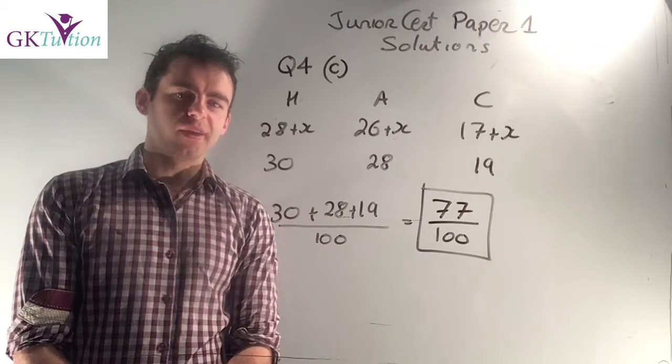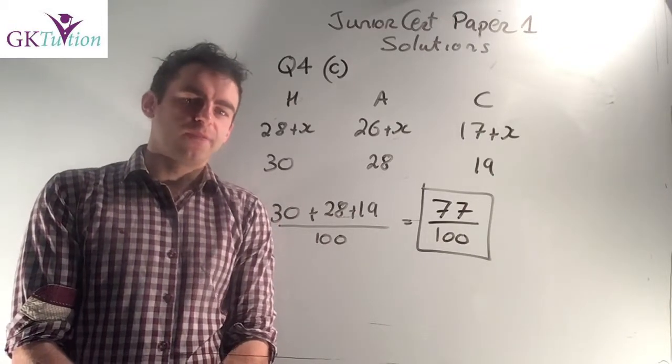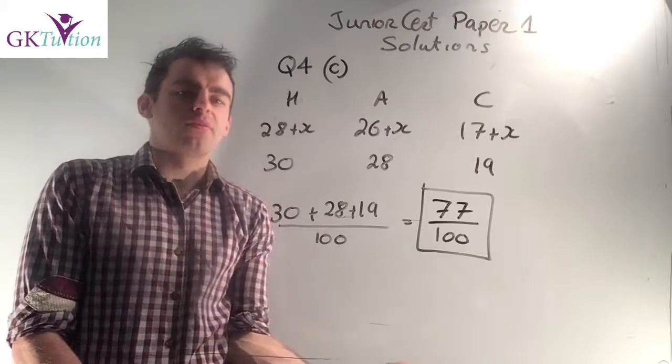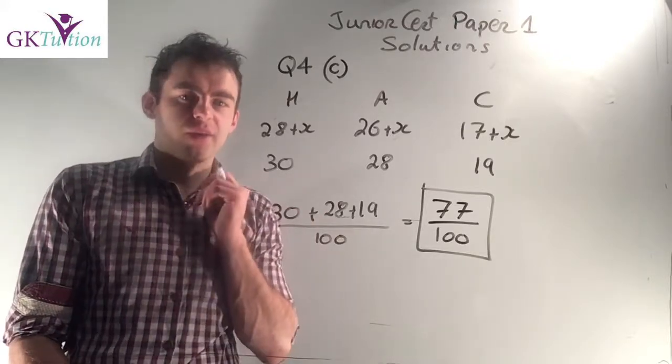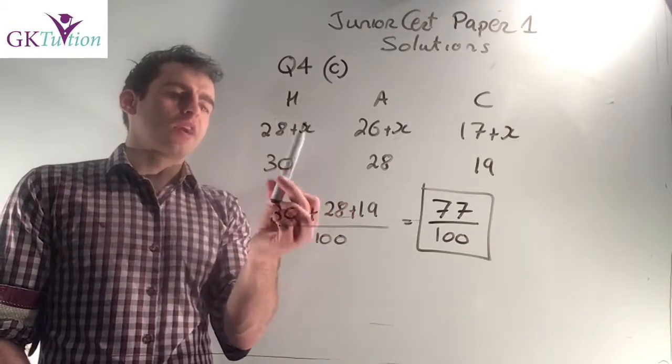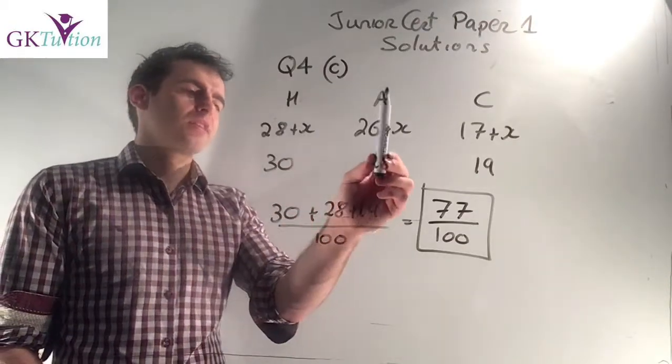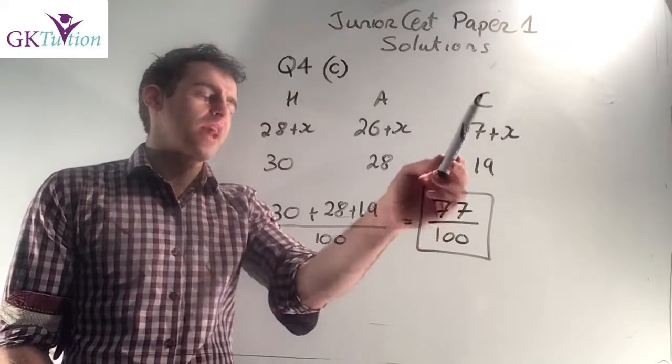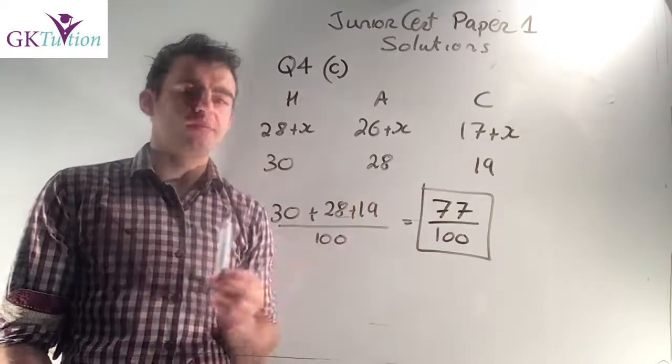Okay, so for the last part of this question, we're asked, if you choose a student at random, what's the probability that they only liked one type of film? So I know the people who only liked horror was 28 plus x, that only liked action was 26 plus x, and only liked comedy was 17 plus x.